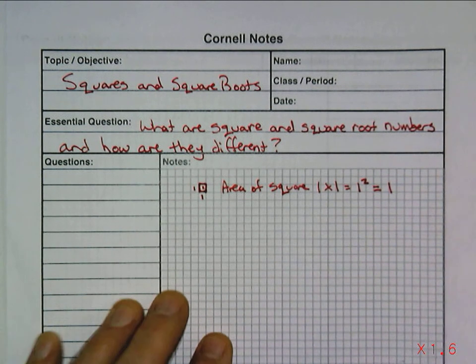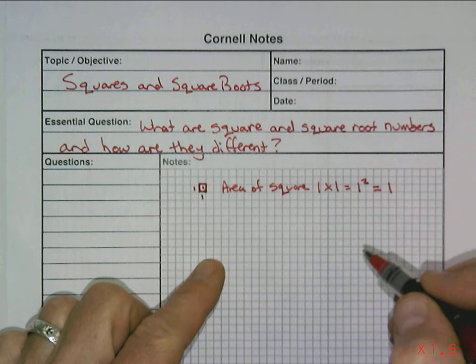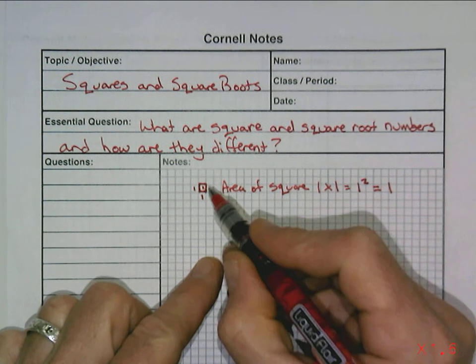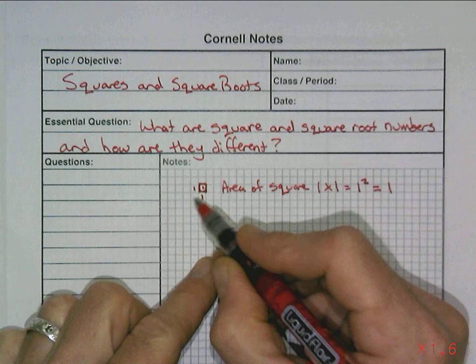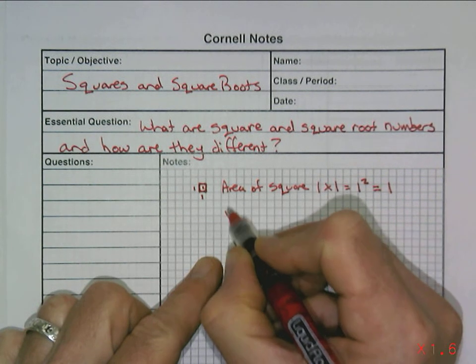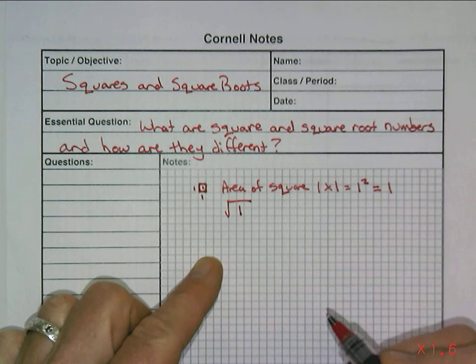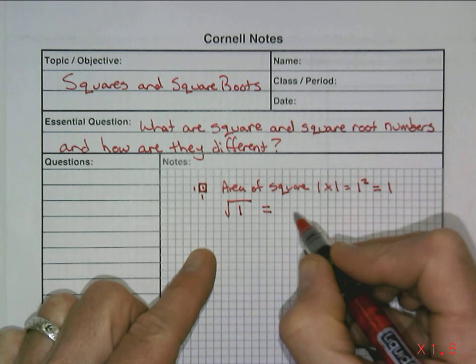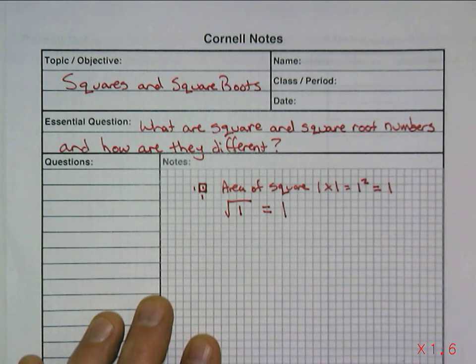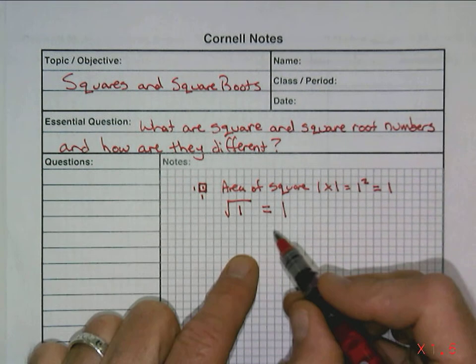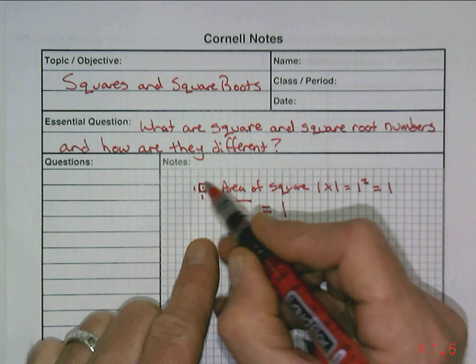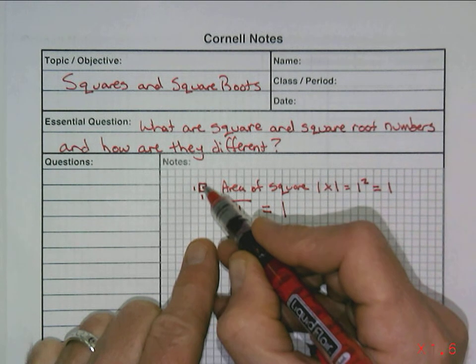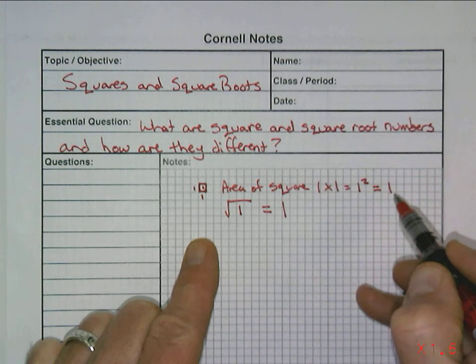Now, the opposite idea of that is the square root. So the area of the square is 1. If we take the square root of 1, in other words, what number squared gave us the 1, we're going to get back to that side length of the square. So the square root of 1 is actually 1. It's the root of the square. So if we look at this square's area of 1, its root is 1.